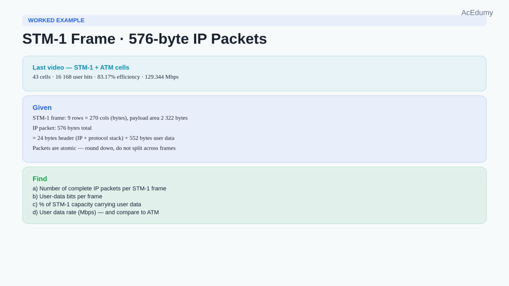Part A. How many complete IP packets fit inside the payload area of one STM-1 frame? Part B. How many bits of actual user data does that give us per frame? Part C. What percentage of the total STM-1 capacity is genuine user data? Part D. At what rate is the user information being delivered in megabits per second? And of course, we will compare against the ATM result. Will big packets do better? Will the unused tail bite us?